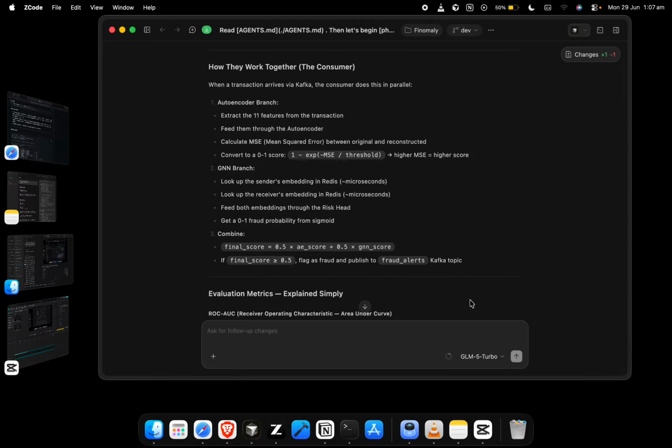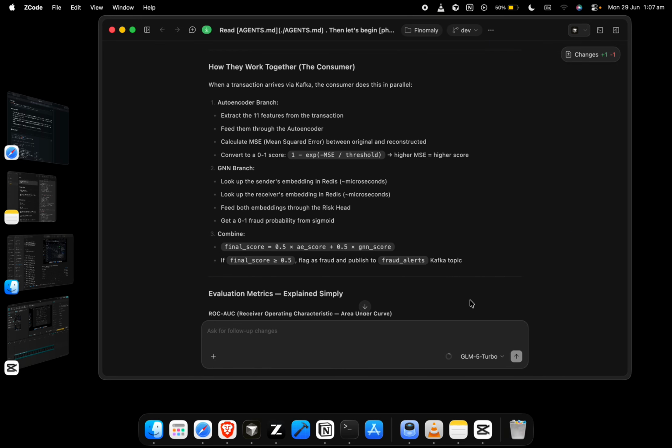So a higher MSE equals a higher score. The GNN branch looks up the sender's embedding in Redis in microseconds, looks up the receiver's embedding in Redis in microseconds, and feeds both embeddings through the risk head. So you get a 0 to 1 fraud probability from a sigmoid.